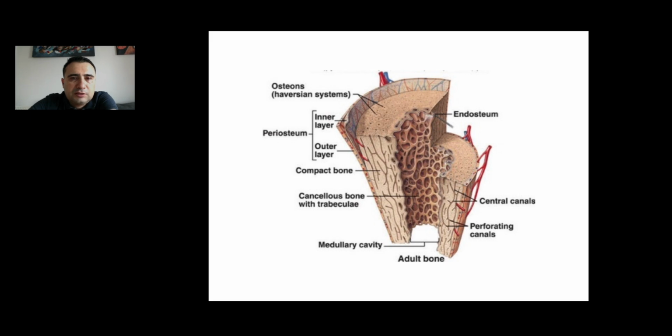When you look at this photograph, you can imagine it in a better way. This is showing the medullary cavity. We have the compact bone, and we have a Haversian system. Outside we have periosteum, the inner layer and outer layer of periosteum. You can see it also has its vascular supply, which are the vessels that provide nutrition to the bone tissue.